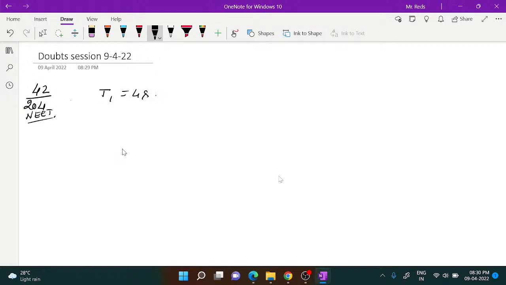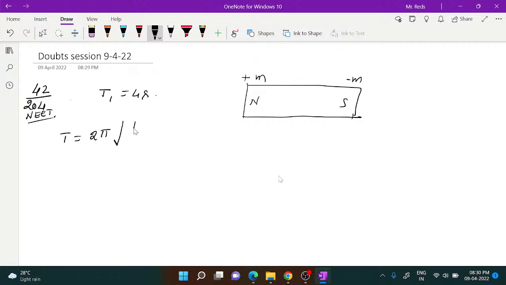The bar magnet is cut parallel to its length into 4 equal pieces. So this is a bar magnet, and its time period is T1. It has a north pole and a south pole, with pole strengths plus m and minus m. We know the time period of a bar magnet in a uniform magnetic field is 2 pi root of I by M B.